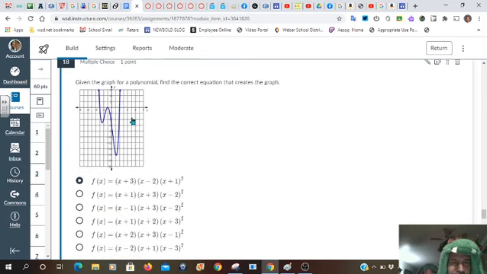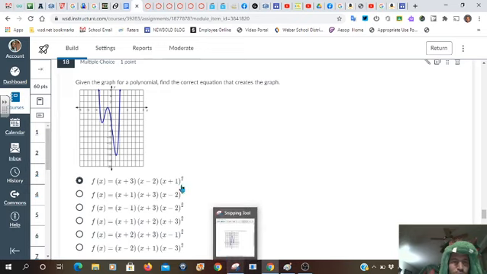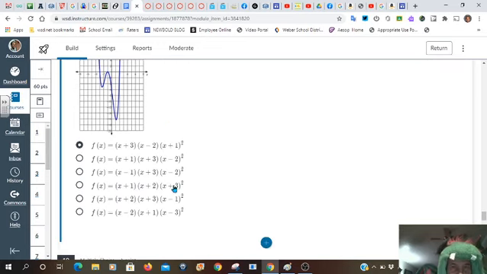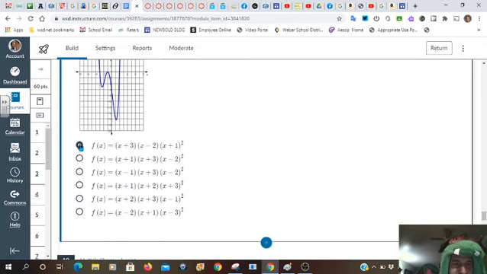Okay, so now we're looking at this one. For this particular one, you can see that it crosses through at positive 2, crosses through at negative 3, and then it bounces at negative 1, right? So negative 1 is going to have a bounce. Now remember, it's not x minus 1, it's the opposite, so x plus 1 all squared. So let me go through and look for x plus 1 all squared. Don't see it anywhere. Boom, there it is. That's the answer. Nice. So let's verify.